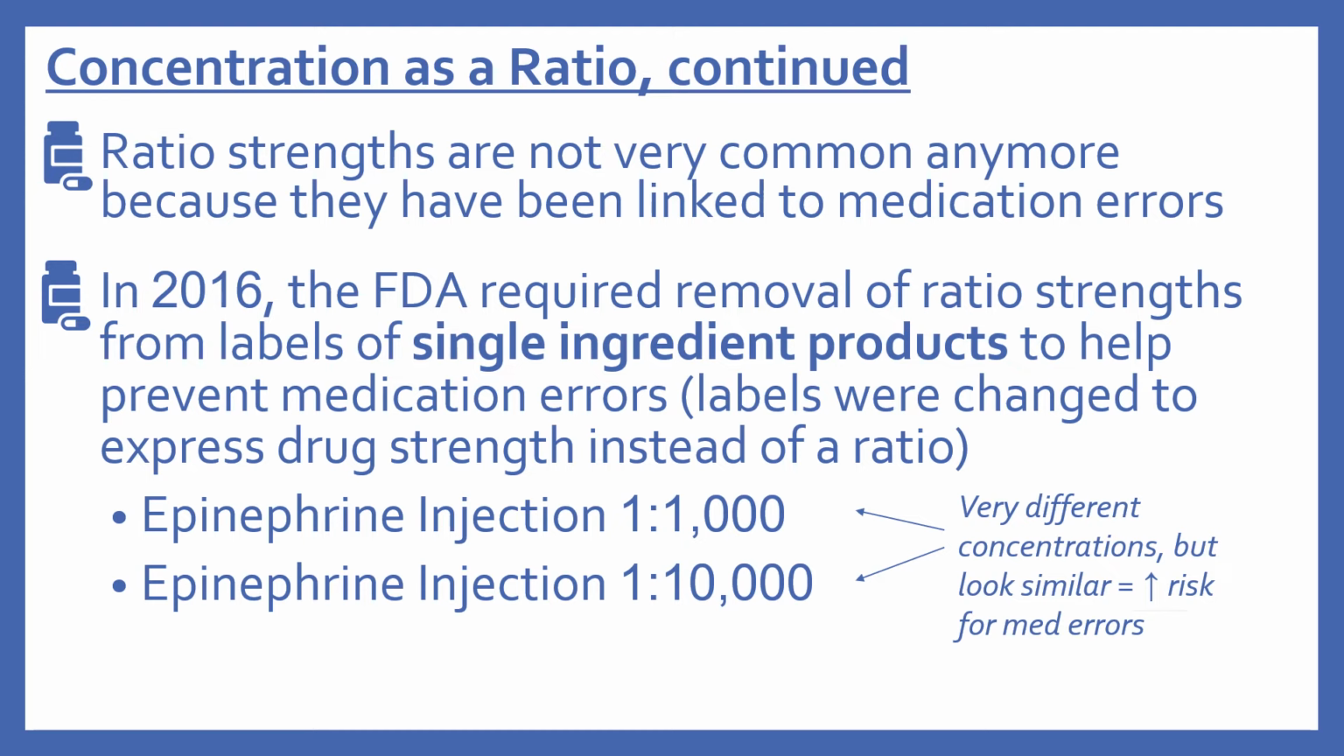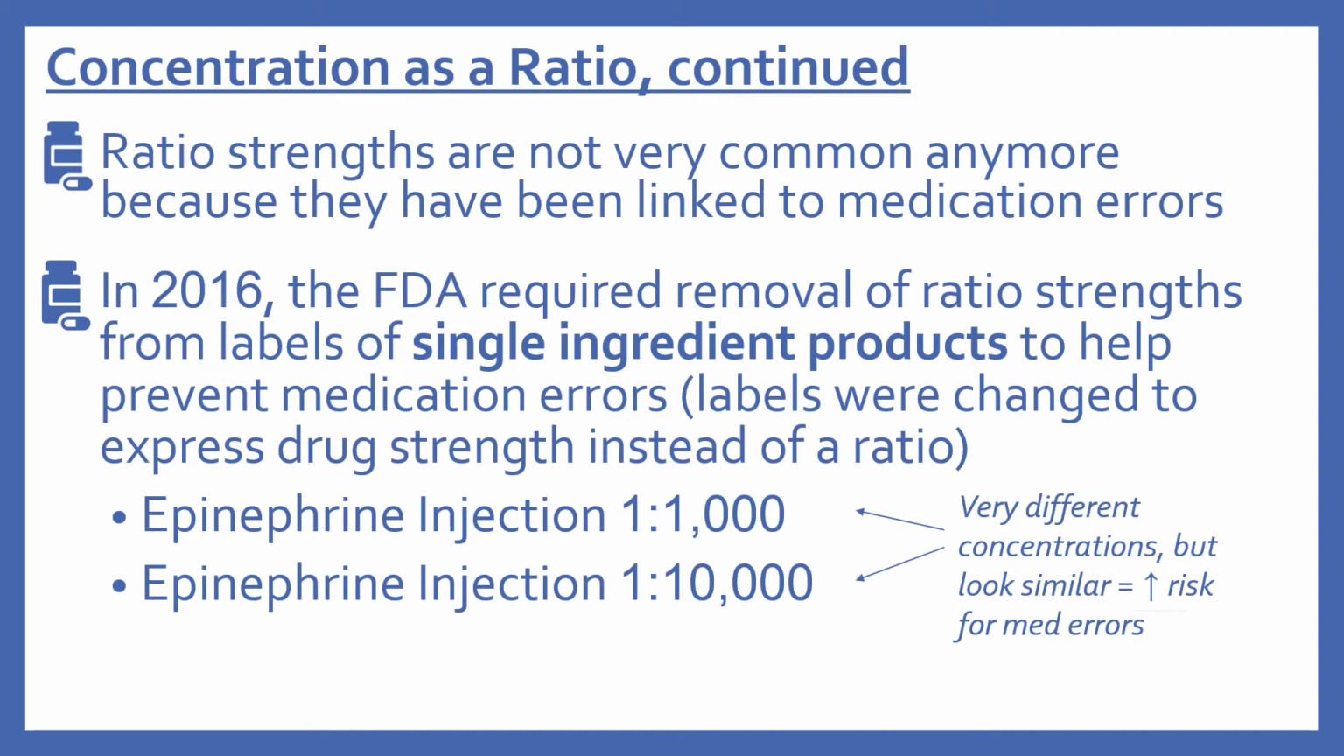However, ratio strengths are not very common anymore because they've been linked to medication errors. In 2016, the FDA required removal of ratio strengths from labels of single ingredient products. Now, you will still see those on multi-ingredient products. And this was to help prevent medication errors. Labels were changed to express drug strength instead of a ratio.